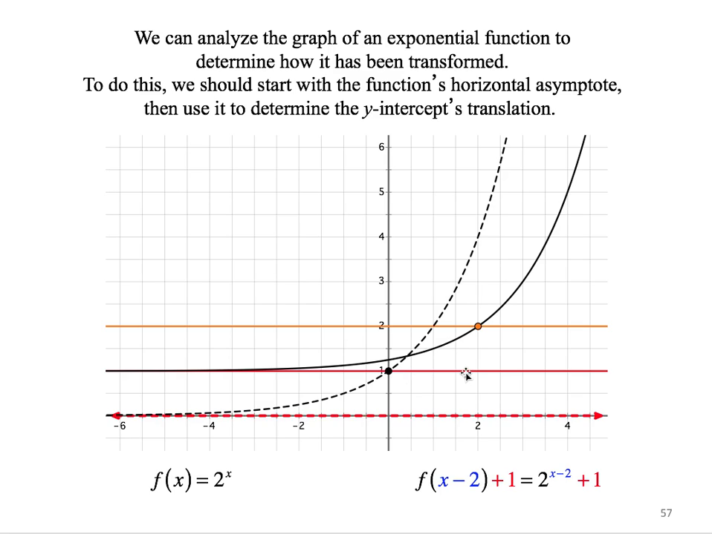And we can see that as 2 units to the right and 1 unit up. 2 units to the right means that we subtract 2 from x inside the function, so that's what this is, 2 to the x minus 2. And 1 unit up means that outside the function we add 1. So that's why this translated function, this function graph right here, is 2 to the x minus 2 plus 1.